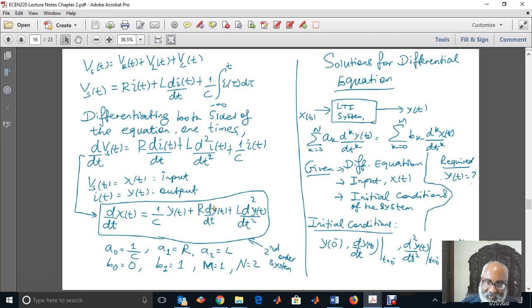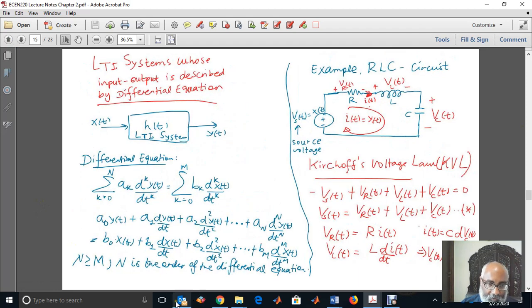Now, if we see here, the order of the differential equation is second order. N is equal to 2, and a0 is 1 over C, a1 is R. How do we find these? We just look at the coefficients for each term. If you see the general equation, a0 means the coefficient of y, a1 means the coefficient of dy by dt, a2 means the coefficient of the second derivative. It's actually very easy to memorize this because a1 corresponds to the first derivative, a2 corresponds to the second derivative, and so on. a3 corresponds to the third derivative.